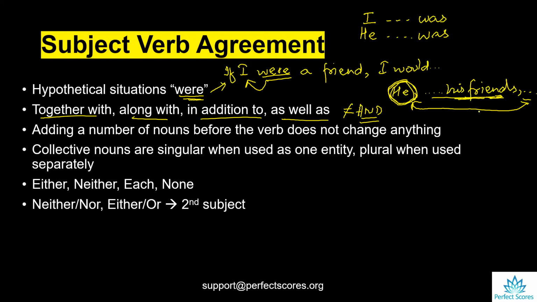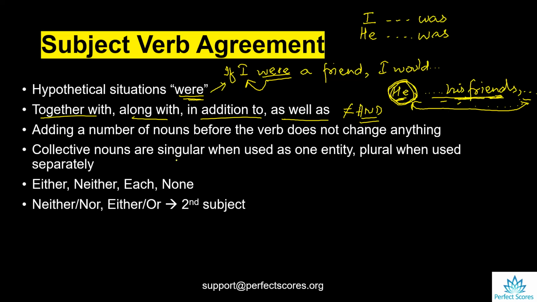All right, is this rule completely fine? Did you understand it? Yeah. All right. The next thing is adding a number of nouns before the verb does not change anything. This we will look at when we talk about longer options, when you have, for example, a noun here and you have a host of other nouns in between. So you don't have to lose sight of what is the verb and it makes sense with which noun. That noun and that verb should agree with each other. The other nouns don't really matter.